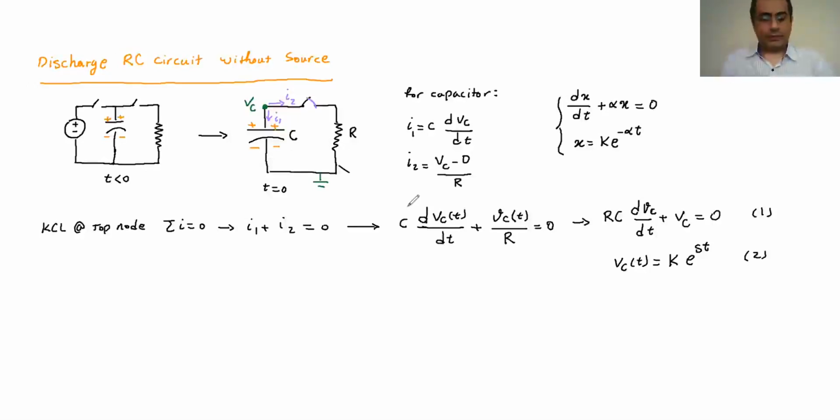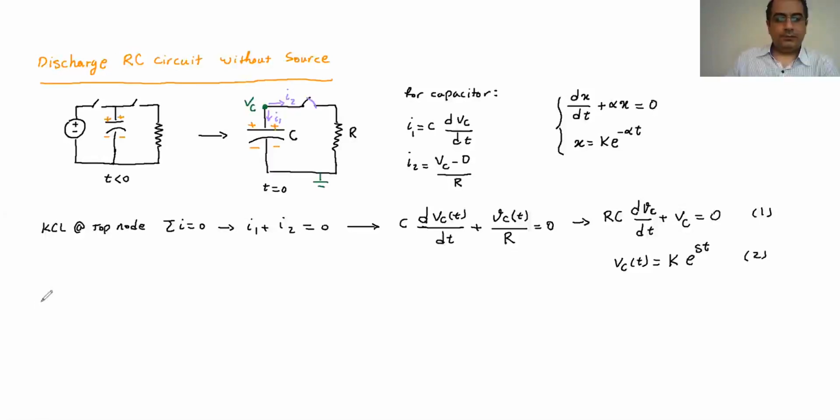Now I need to solve this equation. This is the solution, but I need to find the K and S in order that I can use that as a solution. If this is a solution for equation 1, I can implement it in equation 1 because this is a solution, so it should satisfy equation 1. So I go ahead and replace 2 in 1 because 2 is the solution.